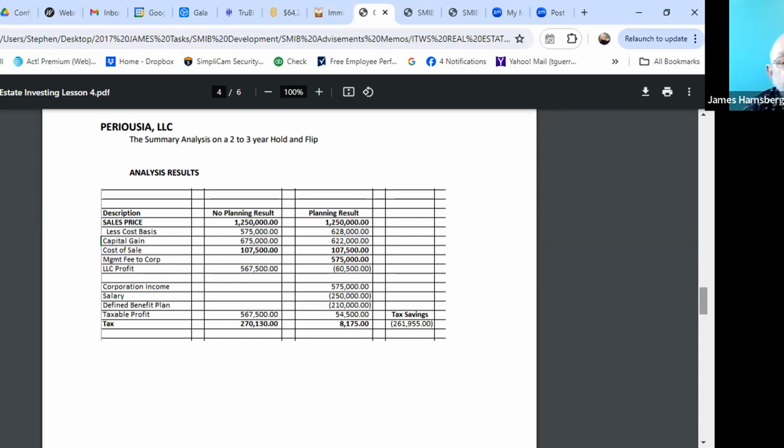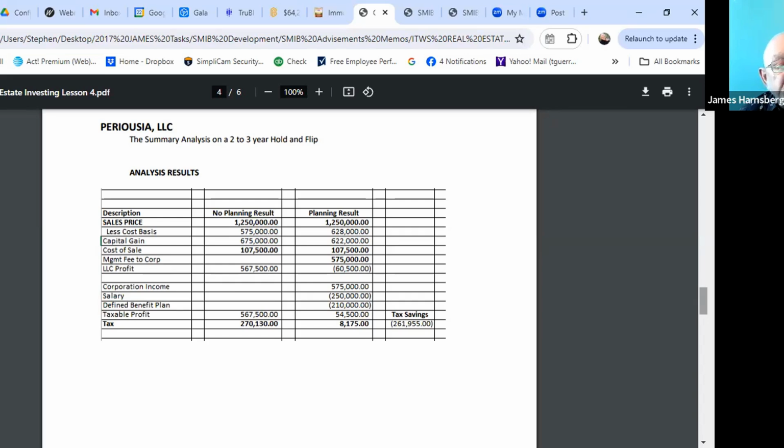With the planning that we did, we had the same sale price of $1,250,000. Our cost basis was $628 because we had the demo cost. So now our capital gain is $622 minus our cost of sale, $107.5. But now the LLC is going to pay a management fee of $575 to the corporation. So the LLC partnership now has a tax loss of $60,500.